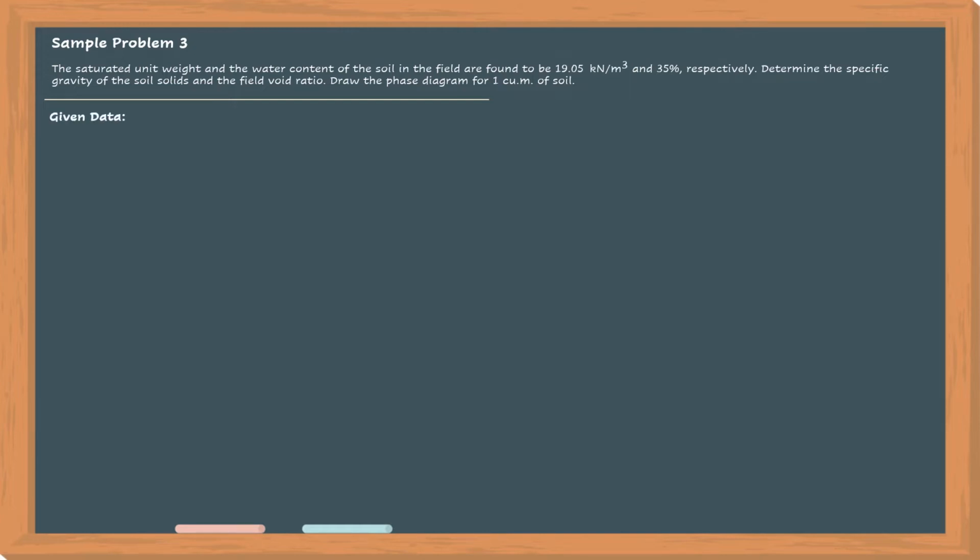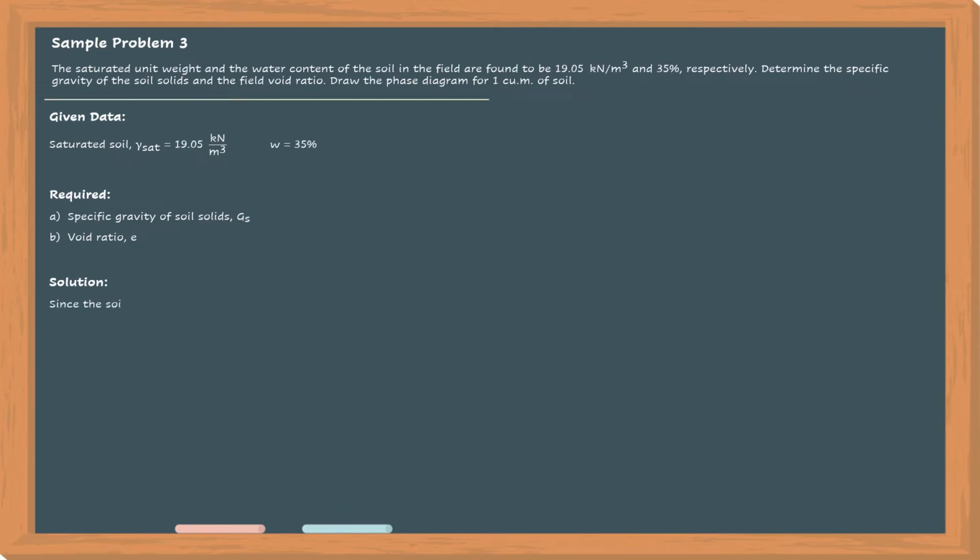So these are the given data. Saturated soil. Do not forget the word saturated implies that the degree of saturation is equal to 100%. The unit weight of that saturated soil is 19.05 kilonewton per cubic meter and a moisture content of 35%. So we are required to compute for the following. Letter A, specific gravity of soil solids, and letter B, the void ratio.